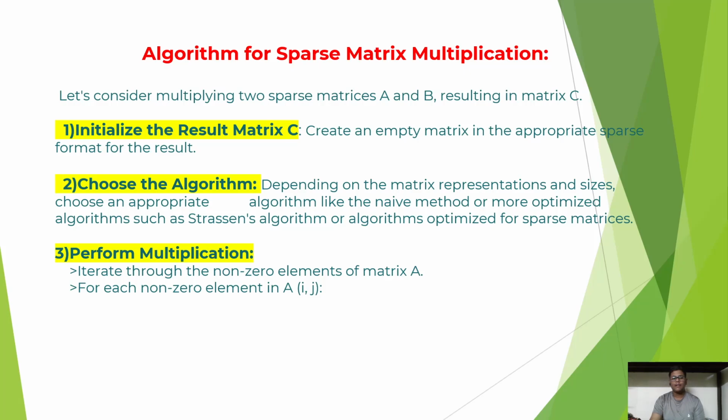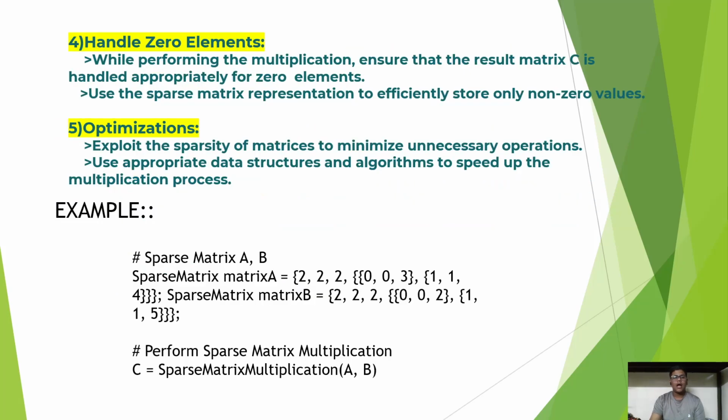Perform multiplication. Iterate through the non-zero elements of matrix A, for non-zero element A[i][j]. Handle zero elements. While performing the multiplication, ensure that the result matrix C is handled appropriately for zero elements. Use the sparse matrix representation for efficiency, and store only non-zero values. Optimization. Exploit the sparsity of the matrix to minimize unnecessary operations. Use appropriate data structures and algorithms to speed up the multiplication process.